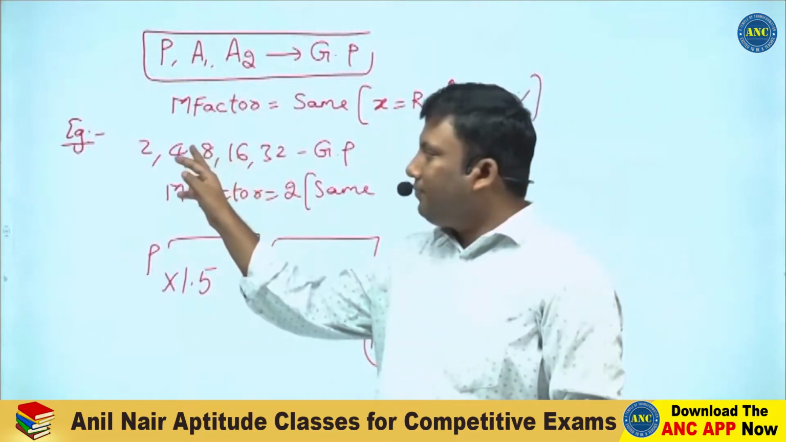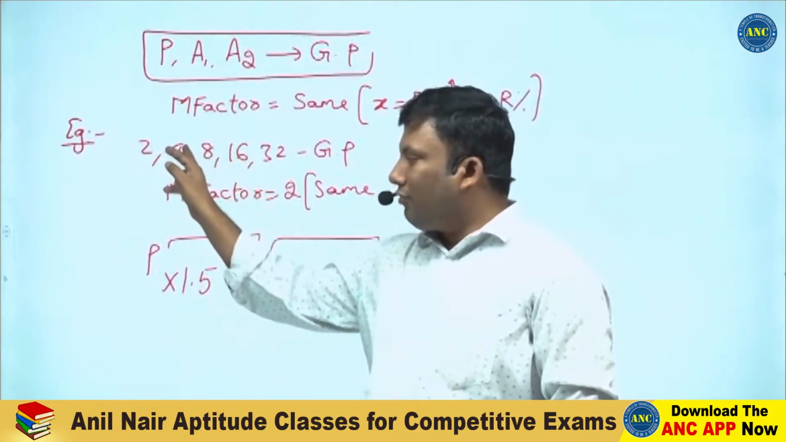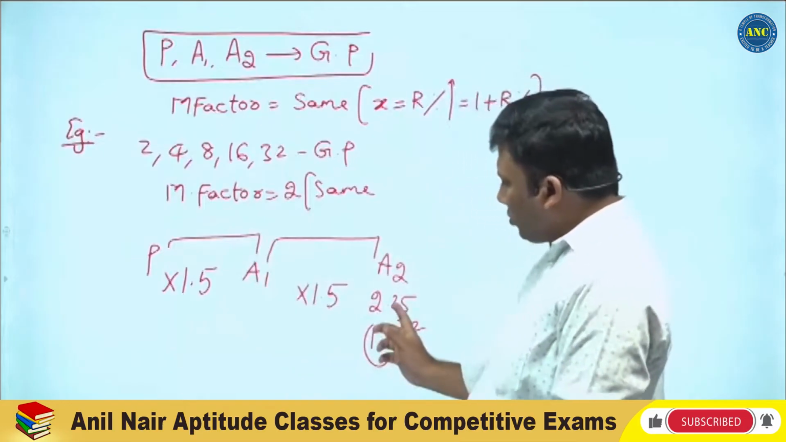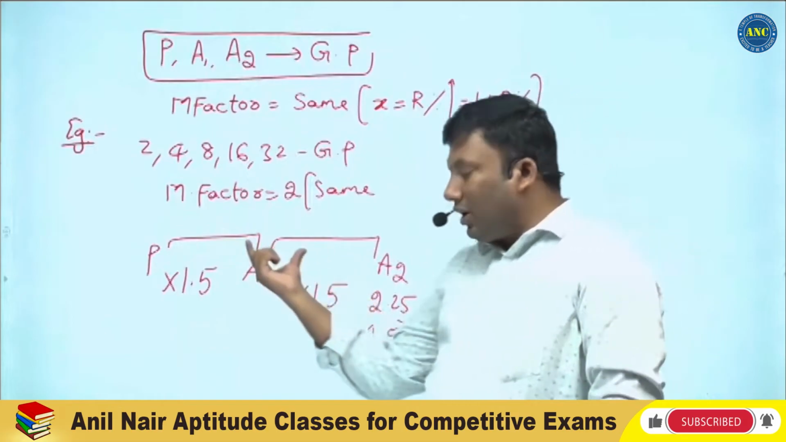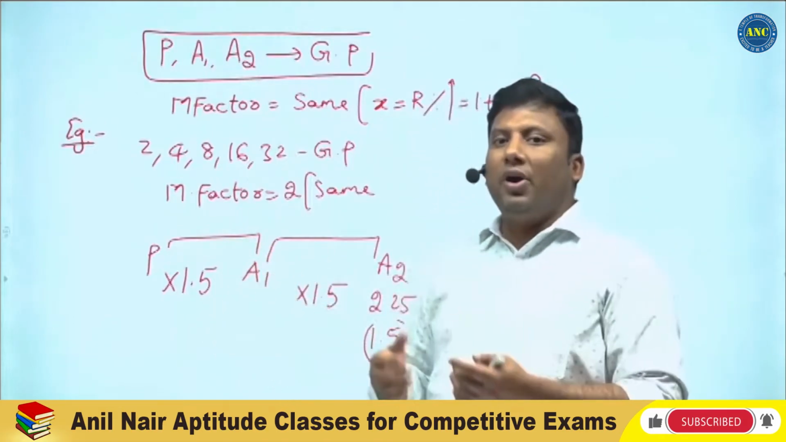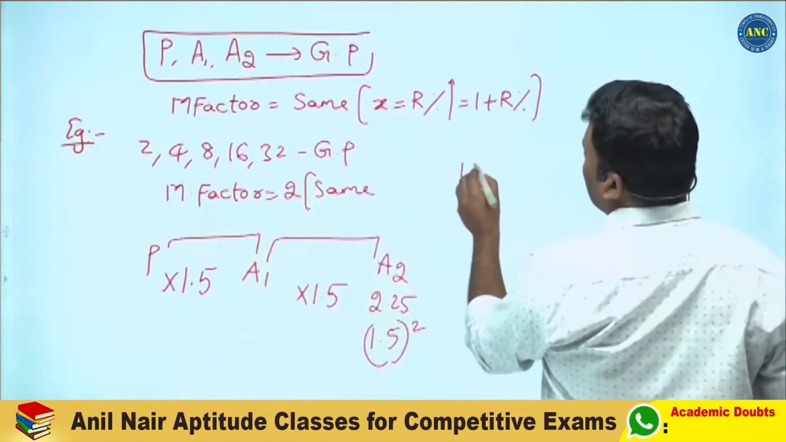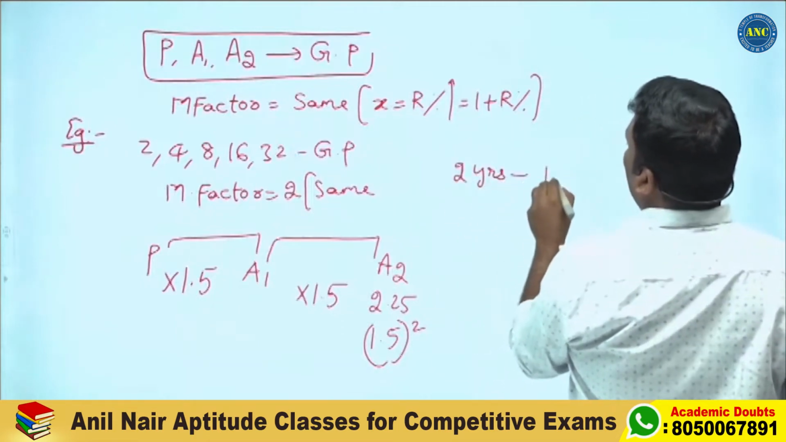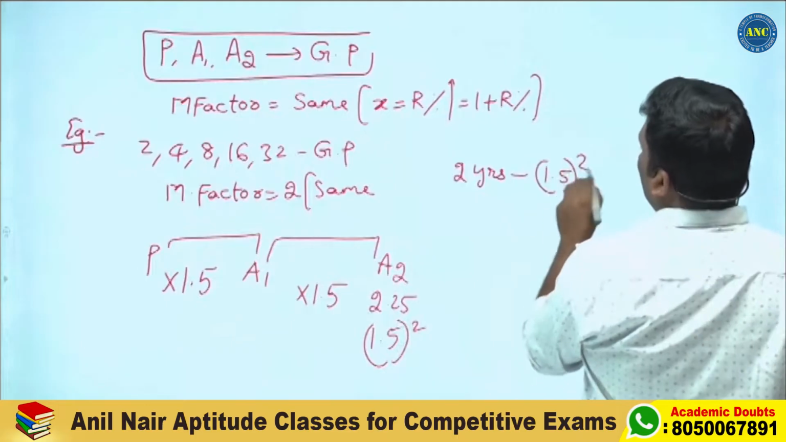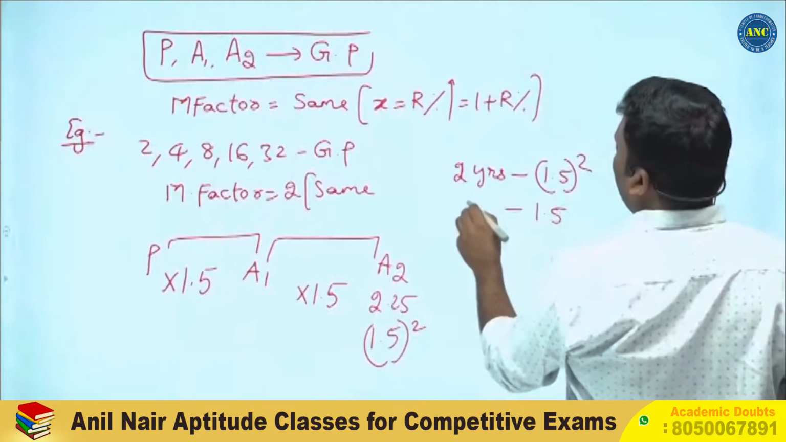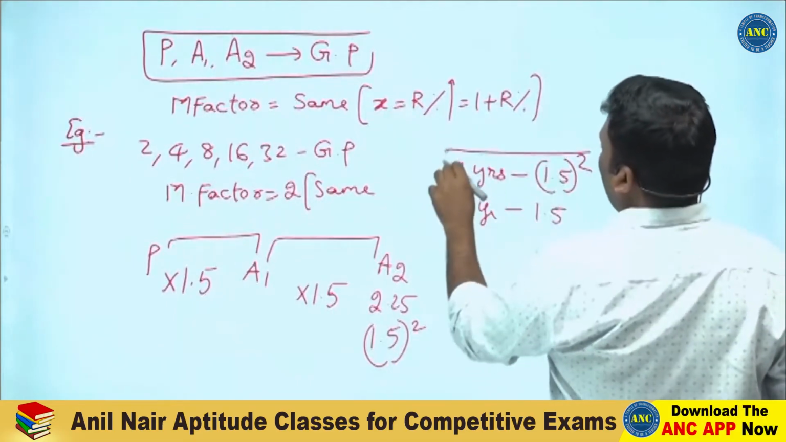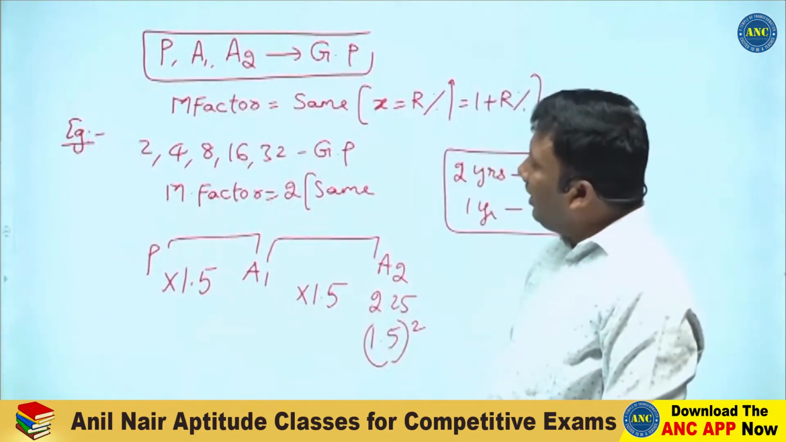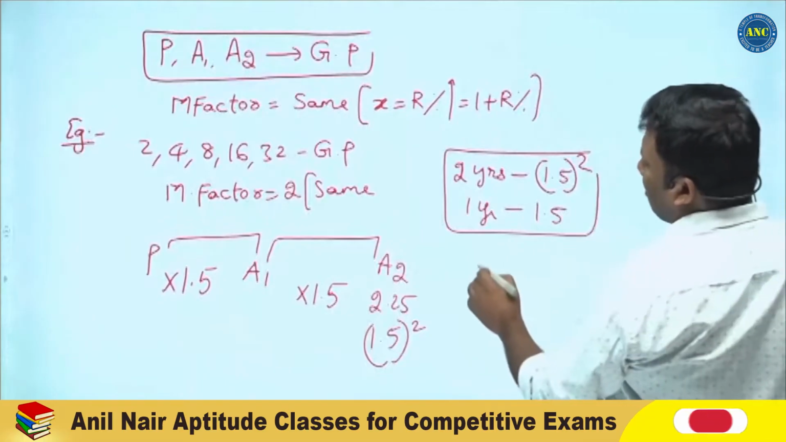Suppose it is 2 and 4. 4 is 2 square. So 2 is multiplied by this value, 1.5 whole square. There are two time gaps, 1.5 whole square, as we just discussed. For 2 years it is 1.5 whole square, so for 1 year it will be 1.5. I told you just now. So what is 1.5? 1.5 is the multiplication factor.